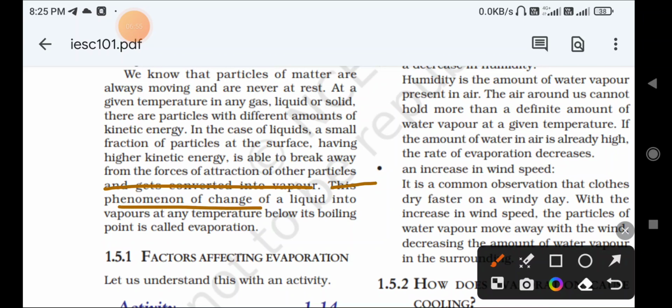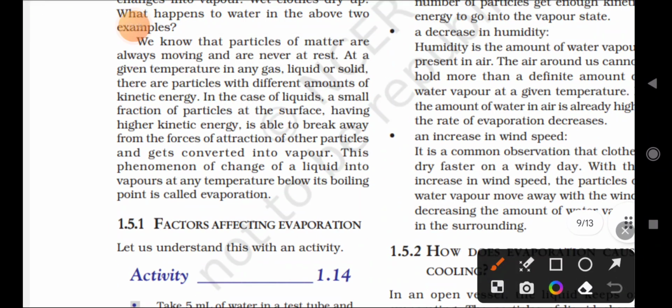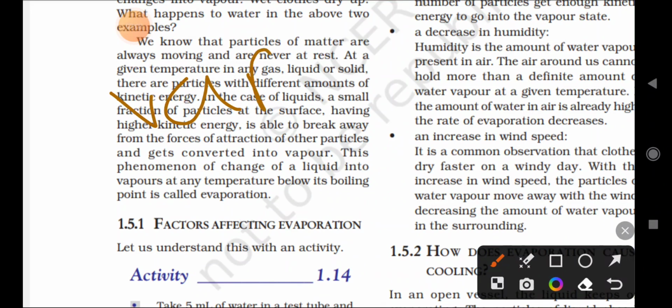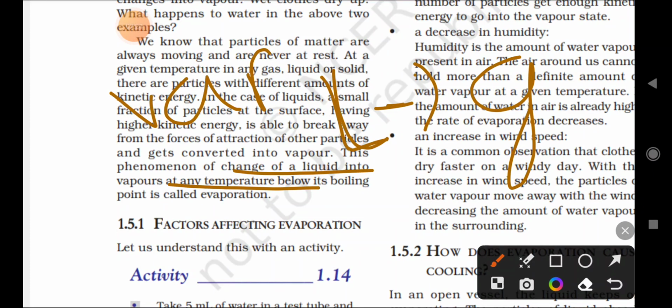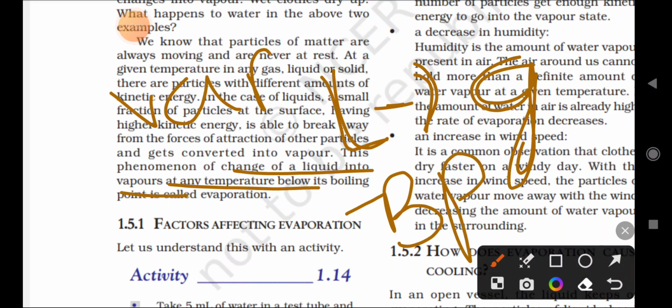This phenomenon of change of liquid into vapor at any temperature below its boiling point is called evaporation. Again, a very important definition. So what is evaporation? You can write: a change of liquid state into gaseous state at a temperature below the boiling point. The liquid converting into gaseous state without reaching its boiling point is known as evaporation. So remember that. What is evaporation? The liquid state converting into gaseous state without reaching its boiling point.